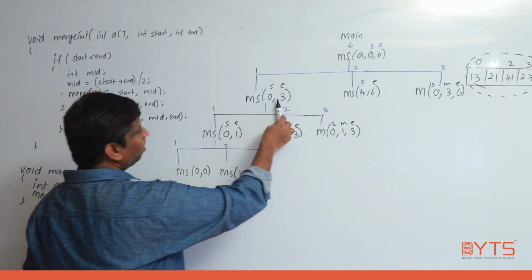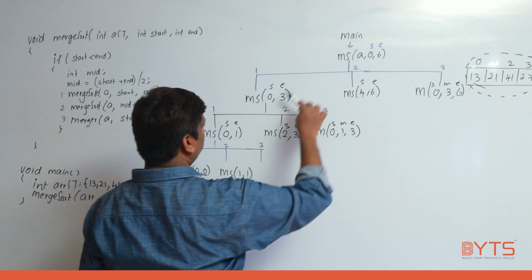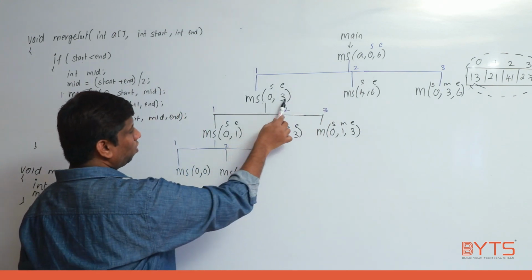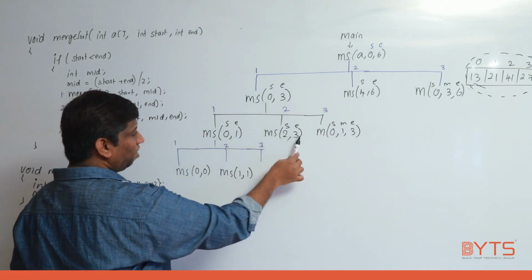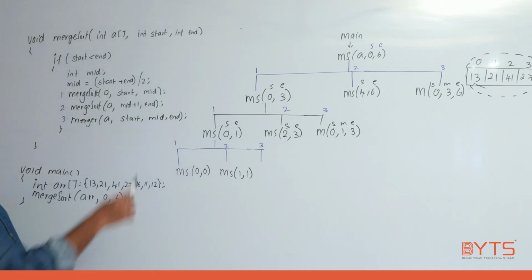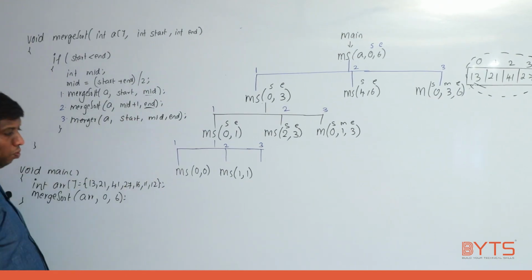So how did you get end here? Start plus mid by 2, right? How did you get end here? Start plus mid by 2. How did you get end here? Directly we are going to get end, right? So here only mid value you got, but here directly end we have.